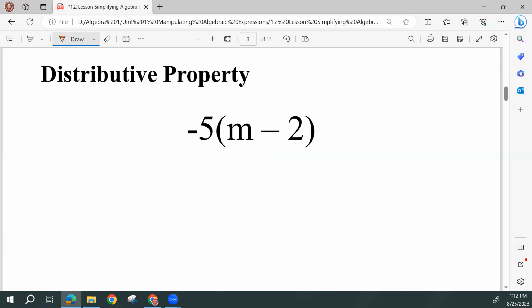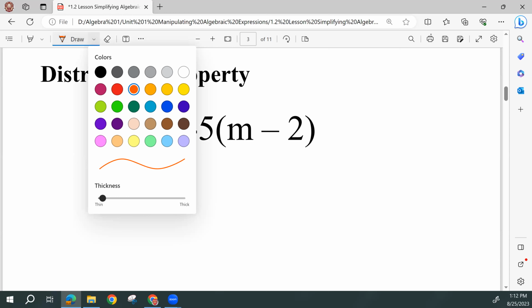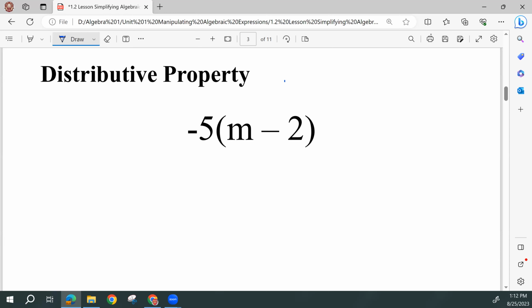So I'm going to do a couple more of those before I ask you to do some on your own. It's a good idea to use this method where we draw the arrows so we know I need to multiply negative 5 by m and negative 5 by 2. So I'm going to do negative 5 times m. Well, we do that just by writing them next to each other. I'll bring down that minus sign. And then I'm going to have negative 5, which I will put in parentheses, times 2.